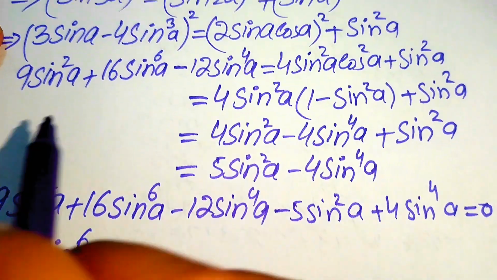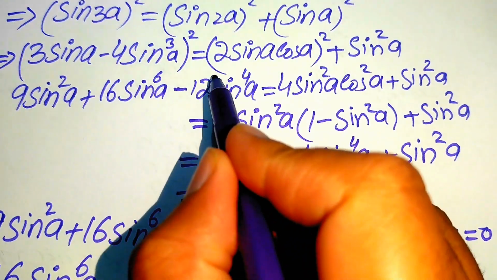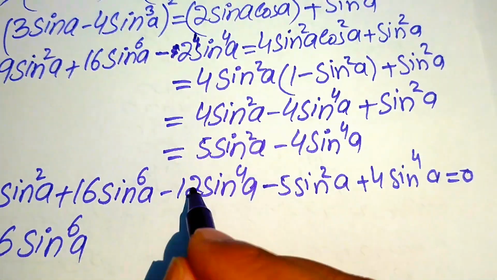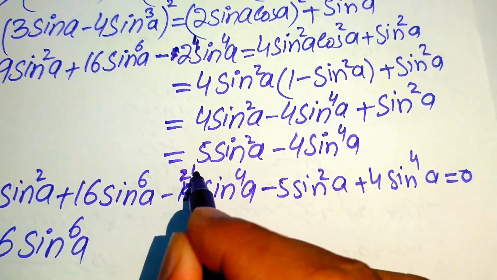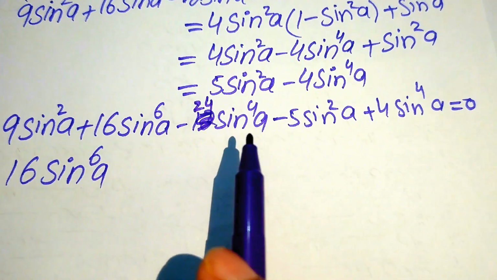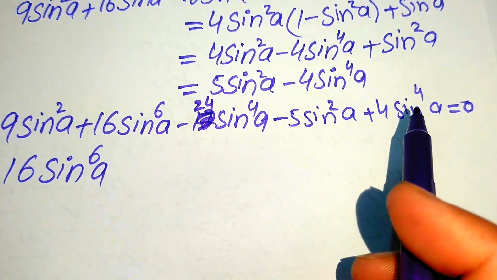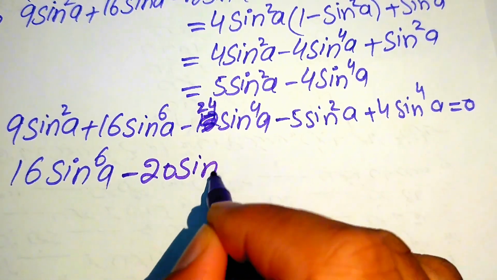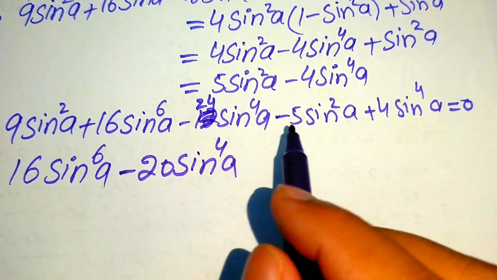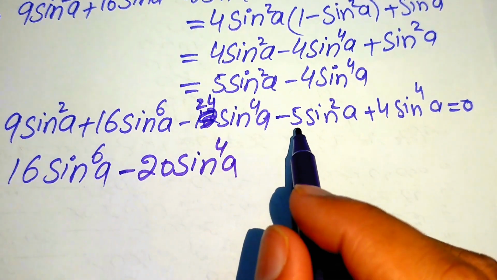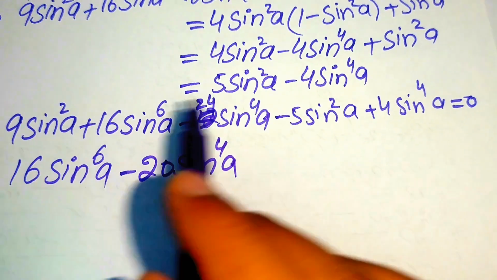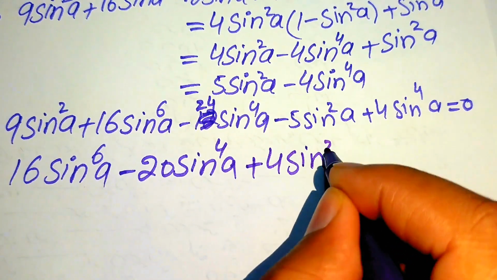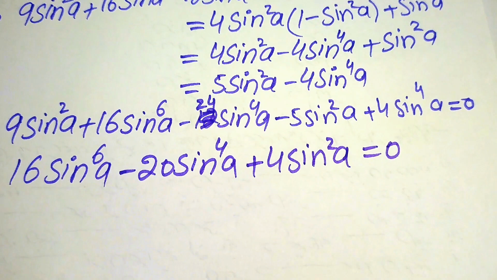Here we have a little mistake. If we open this square, we get 24 sine to the power of 4 A, so this coefficient is 24 sine to the power of 4 A. Now when we subtract, minus 24 plus 4 gives minus 20 sine to the power of 4 A. After that we have 9 sine squared A minus 5 sine squared A, which is 4 sine squared A, and this whole equation equals 0.